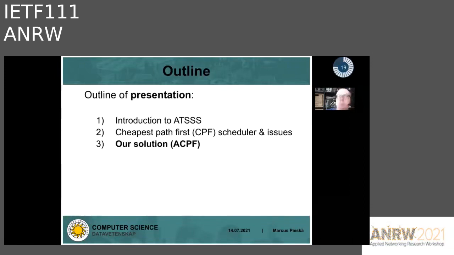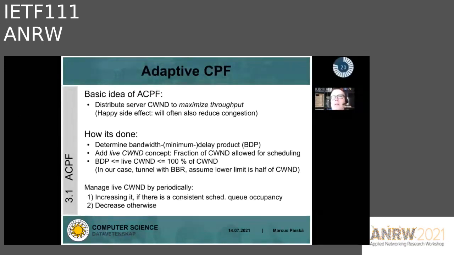So this brings us to the third and final part, where I show you the modifications made to this scheduler to overcome this problem. The basic idea is to redistribute the server congestion window to maximize the throughput. The first step is to determine the bandwidth delay product of the primary path, with the delay in this case being the minimum delay. We then introduce what we call a live congestion window, which is a fraction of the full window, ranging from the BDP to the full window.